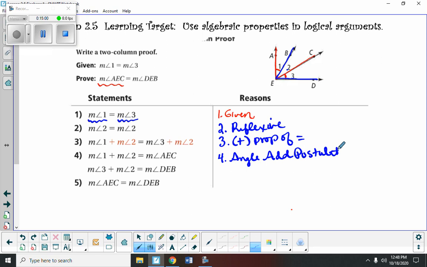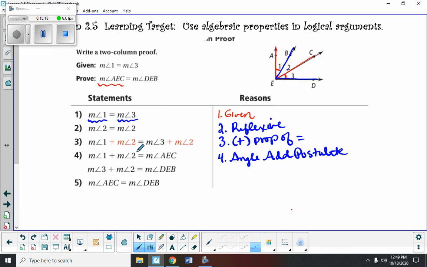Okay. And then we also want to talk about angle DEB, which is the blue one. Well, what's that made up of? The measure of angle 2 plus the measure of angle 3. So again, that's the angle addition postulate. Forgot my E there.